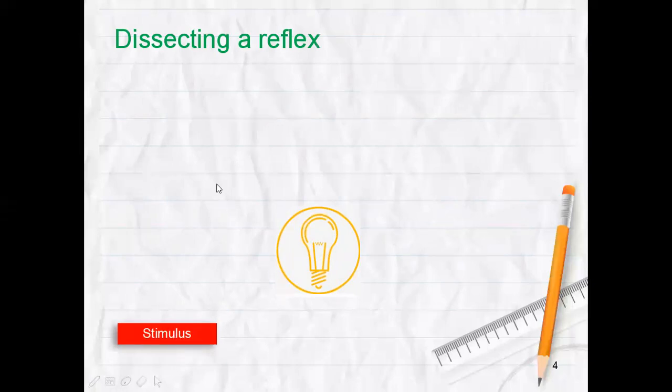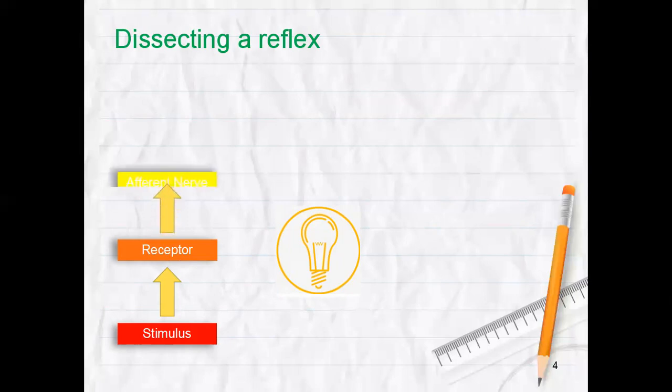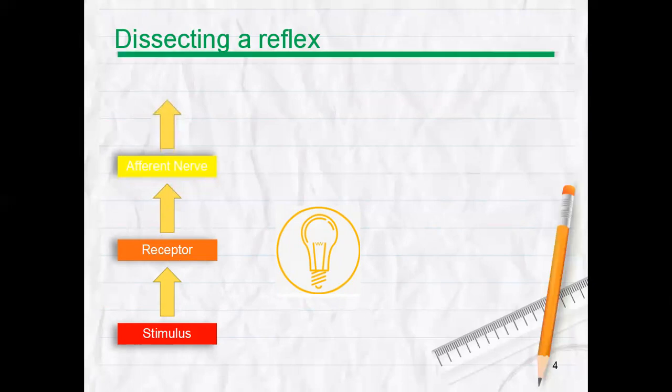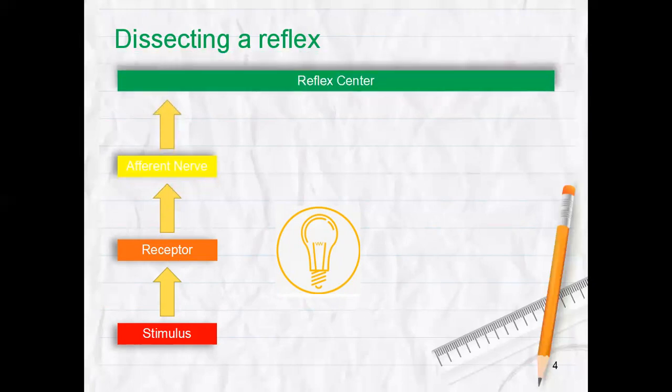So always for a reflex, we need a stimulus. That stimulus can be mechanical or chemical. Now this stimulus will lead to the activation of receptors. Once the receptors are activated, they will fire and give the impulse to an afferent nerve. Now this afferent nerve will take the impulse to a reflex center.